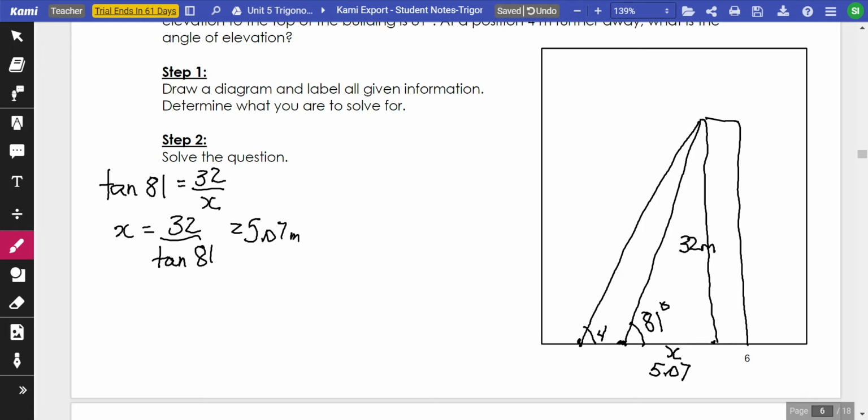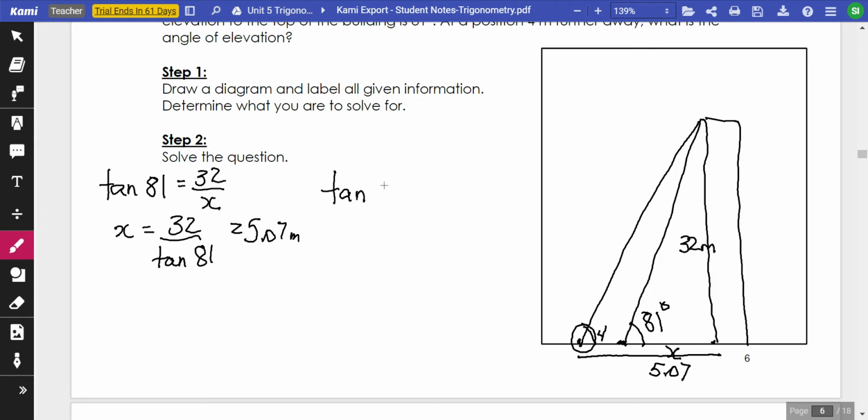Next, I want to find this angle here. So in order to do that, I'm going to need this whole length here. Okay, and I know that this is 4, this is 5.07, so if I add those two together, I get 9.07, so that's this distance. I'm going to use that in this big triangle here in order to solve for this unknown angle. So this side is 32, this side is 9.07, opposite and adjacent, that's again the tangent.